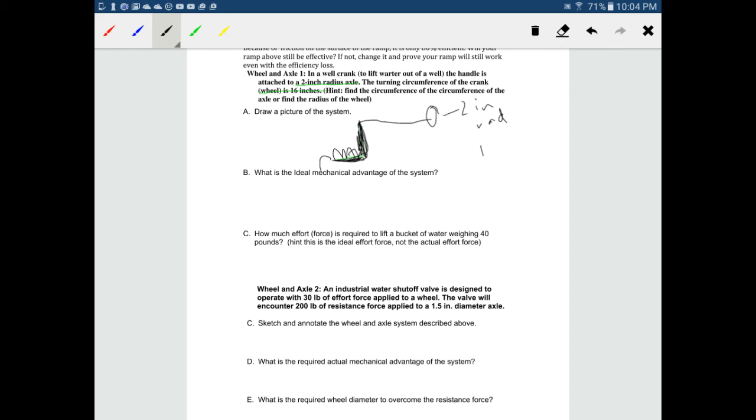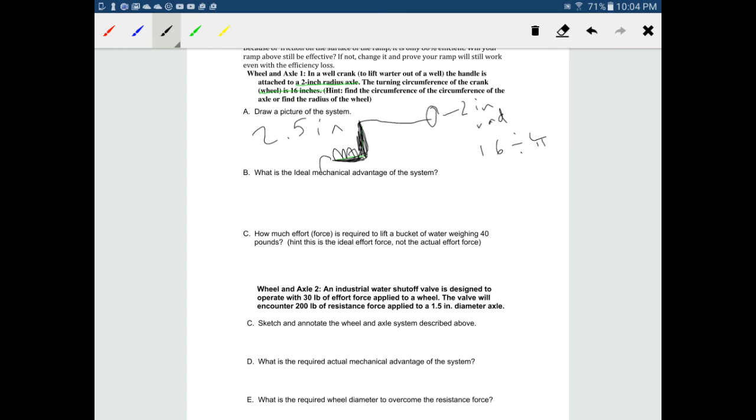So we're going to do 16 divided by pi, 3.14, and then we're going to divide that by 2. Okay, so the handle crank actually has a 2.5 inch radius. I just took the circumference, turned it into a radius by dividing by pi, then dividing by 2. Okay, so it asks for what is the IMA of the system.